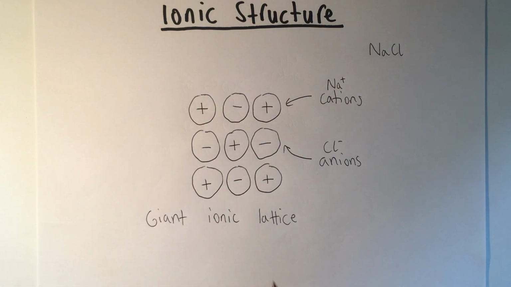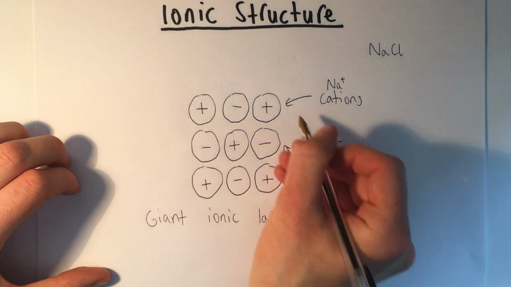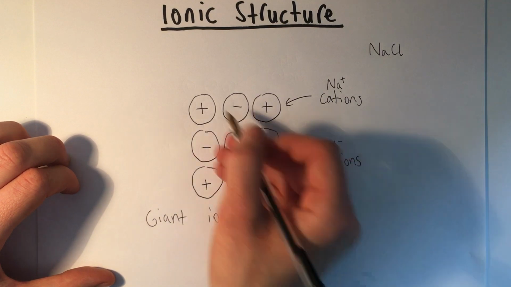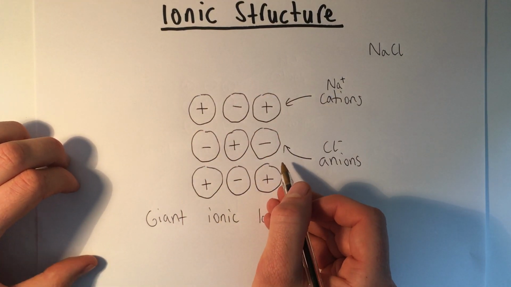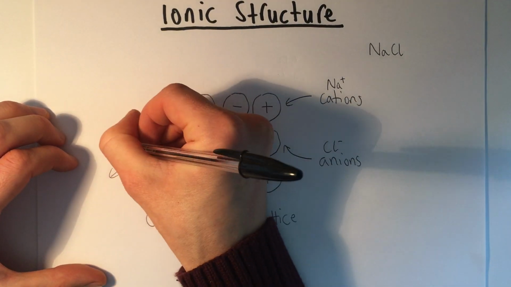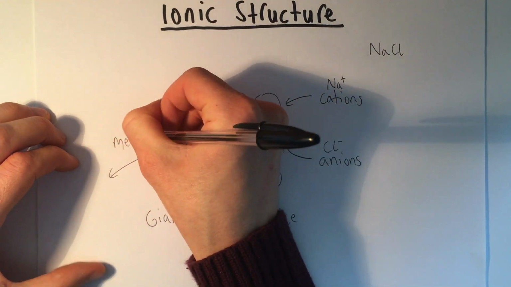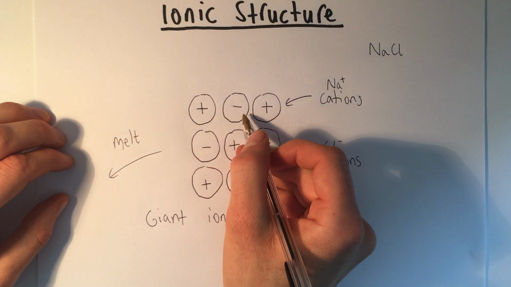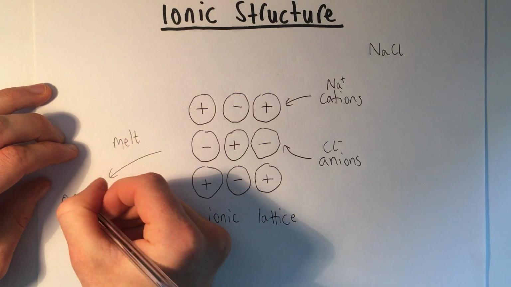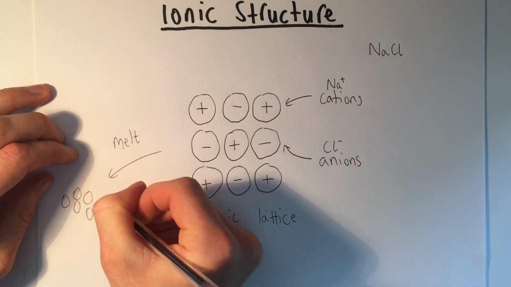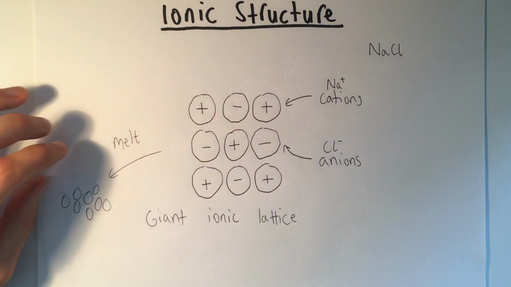Just very briefly, 2 things you could do to this structure. This is showing a solid because it's got ordered ions that aren't able to move. But of course, if you melted it, think back to particle theory, then those ions would be able to move over each other and they'd then go in a random order like that.